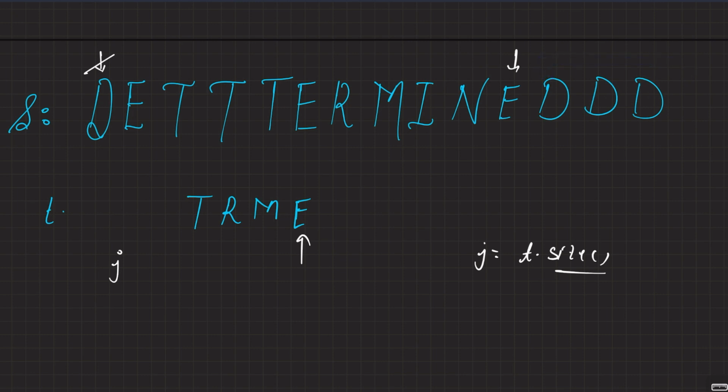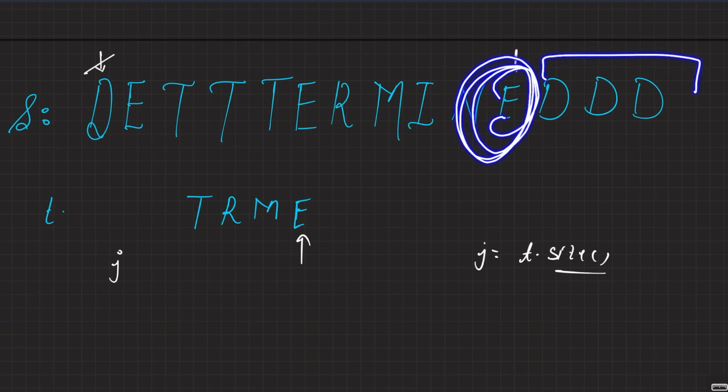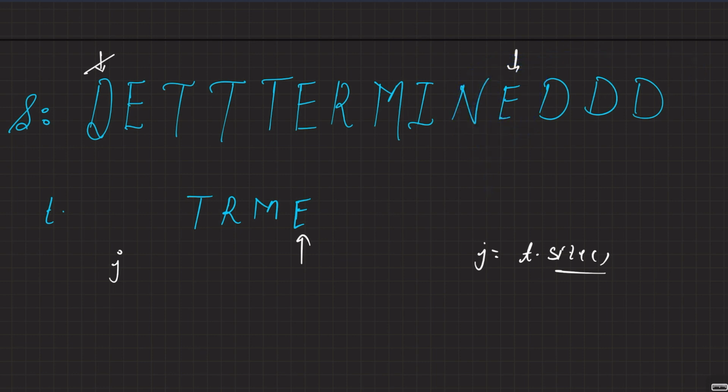See, what is the significance of making sure there are no E's remaining in the end? The significance is, if there are E's here, this E cannot be matched. Why? Because this E will be removed, right? Okay, fine. So this E will be matched here. And finally, the pointer goes, J becomes T dot size.